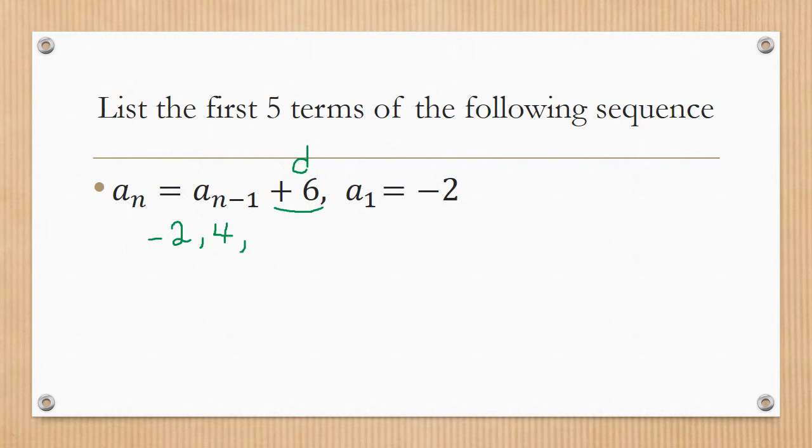The term after that is 4 plus 6, which is 10. Plus 6, that means the fourth term is 16. And then the last term is 16 plus 6, which is 22.